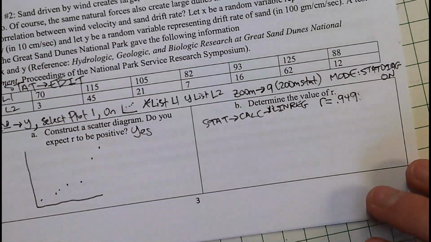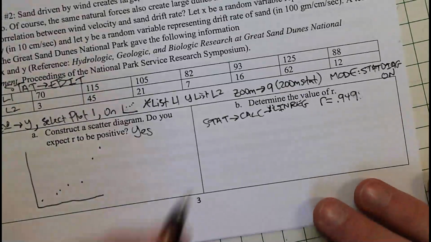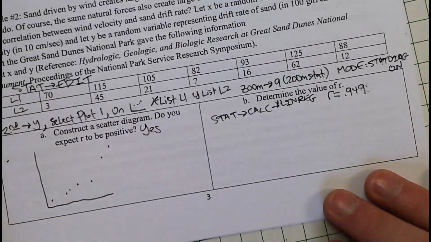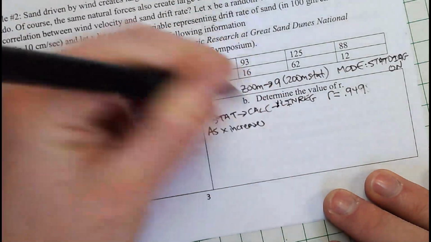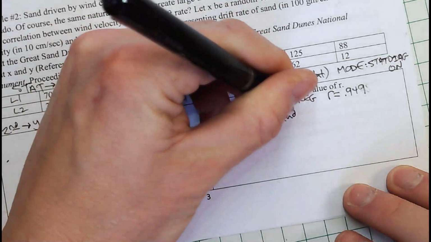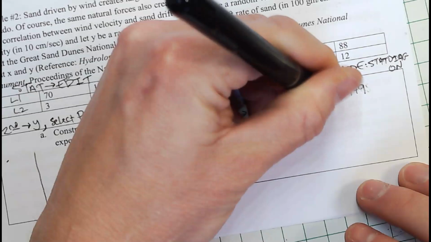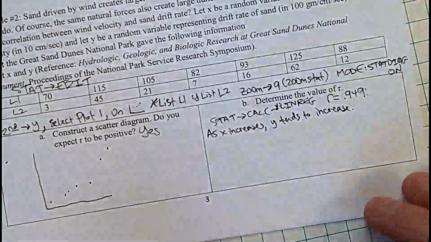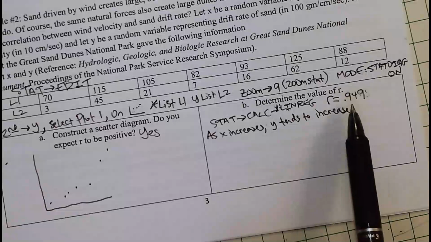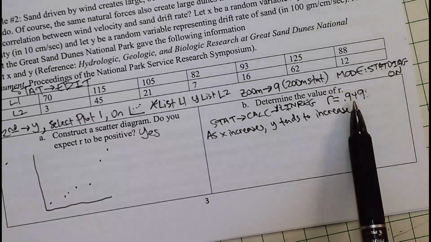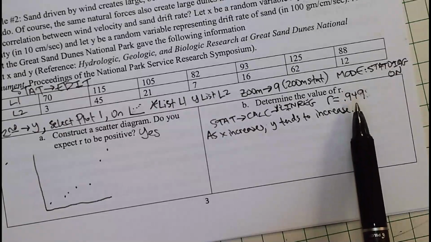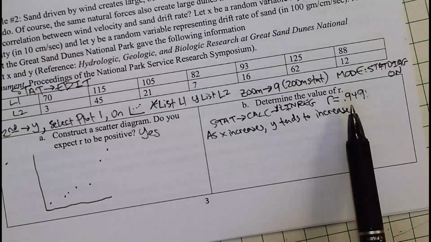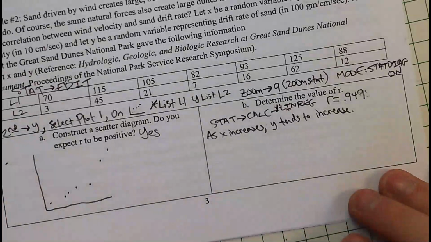Now, what does that mean? You could say, very simply, as x increases, it's positive, so y tends to increase. If we want to go deeper, we don't go too deep with R in this class, but this 0.949, is that close to 1? Yes. If it's above 0.8, we say in stats that's a strong correlation.